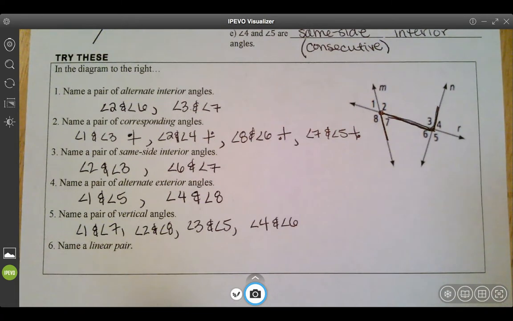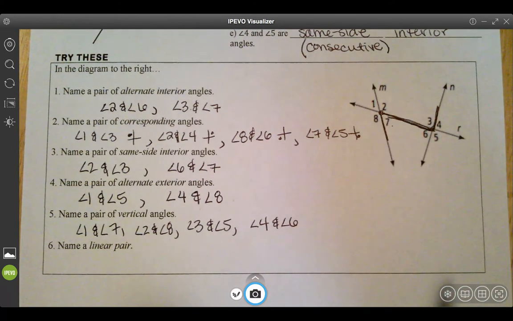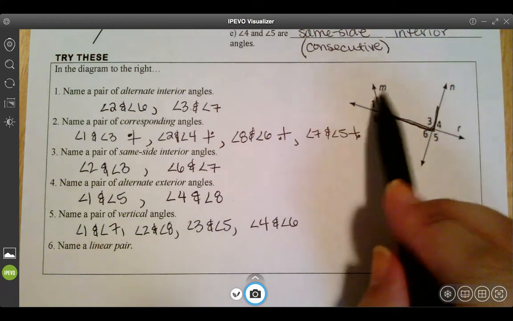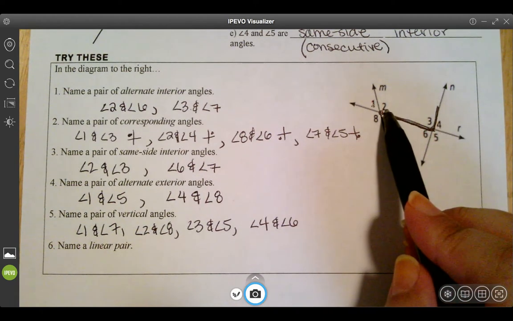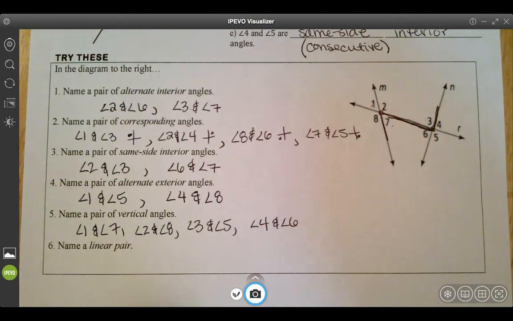And a linear pair, we need to recall what a linear pair is. A linear pair is 2 angles that are together on the same line and adjacent. So they add up to 180, they're supplementary angles. They should definitely be adjacent. So angle 1 and angle 7 are not a linear pair. Angle 1 makes a linear pair with angle 2. Or you could say angle 1 and angle 8 make a linear pair.